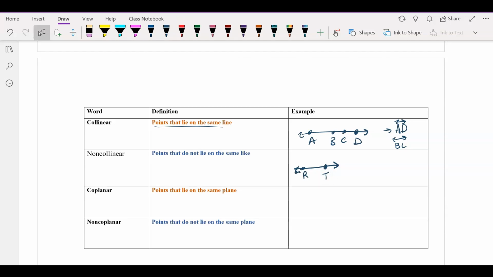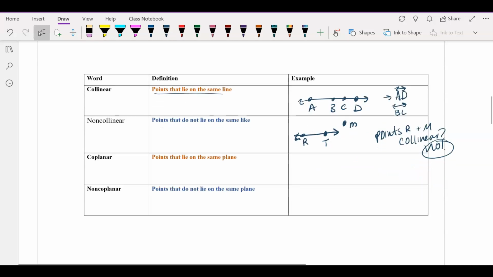So let's say I have the line RT, and I have this point over here, M. Are the points R and M collinear? No, they are not on the same line. M is off to the side. Okay, so that's what that's saying.